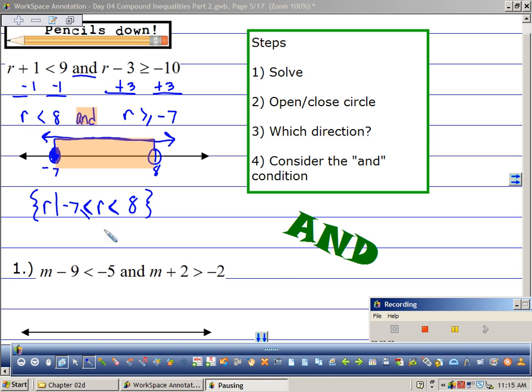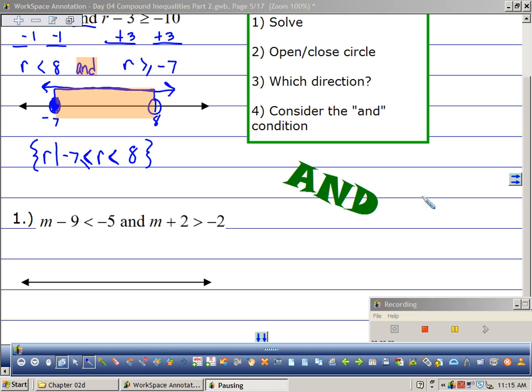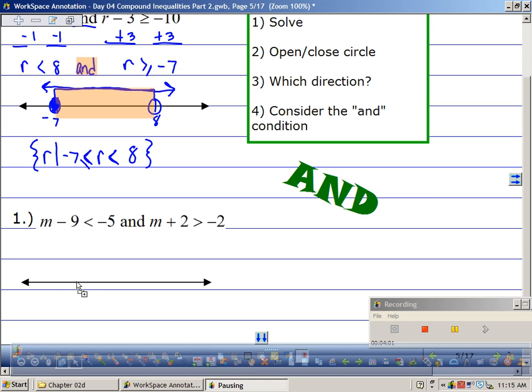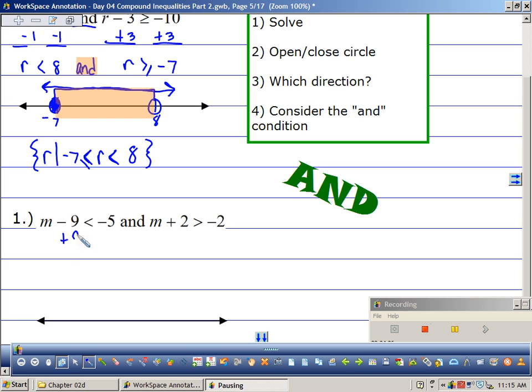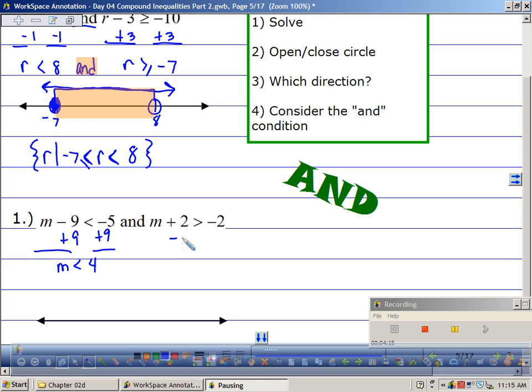All right, so Levi asked about this in-betweenness here. Let's see if it clears up if I do another one, okay? All right, so Levi, how did you solve this one? Added 9. Good. And then I got less than 4. m is less than 4, good. And then this one? Minus 2. Good. m is greater than negative 4.